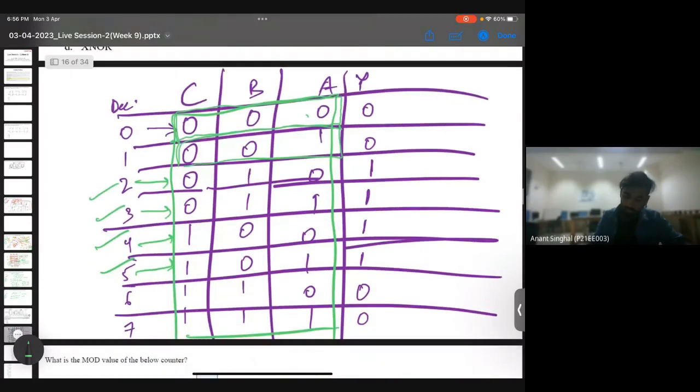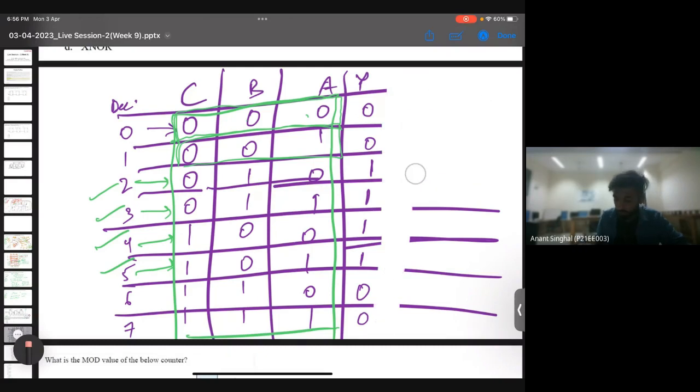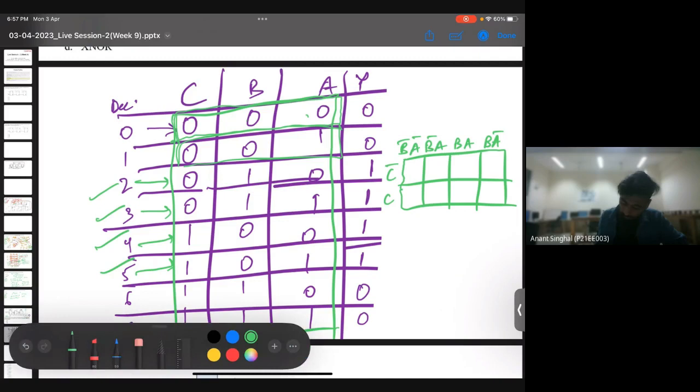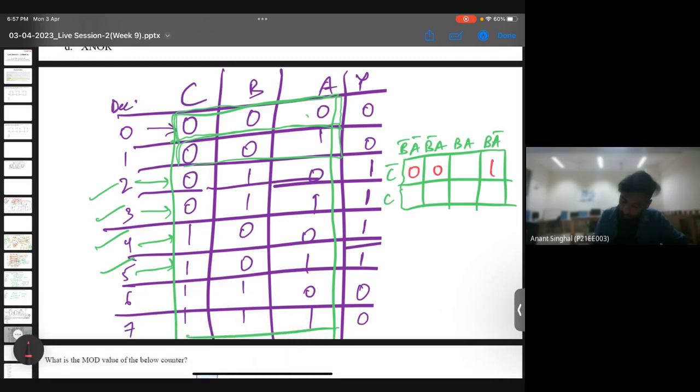The question asks what will be the output of Y such that we achieve the same. So we'll just make a K-map. If we make a K-map here, it will be C bar, C, and this will be B bar A bar, B bar A, B A, and B A bar. I'll write whatever condition is given in the question: 0, 0, 1, 1, 1, 1, 0, 0.